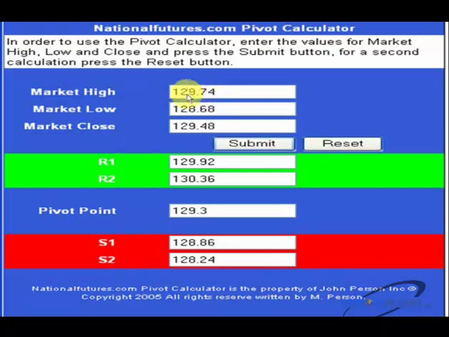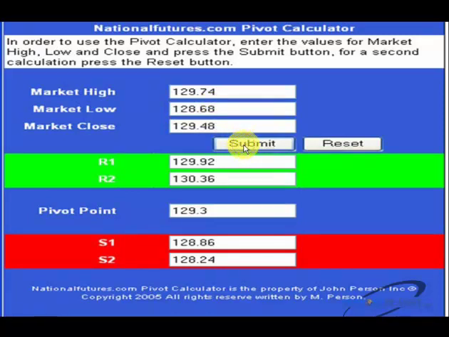What you do, and this would be a euro currency, is just take the market high and plug it in. So instead of 1.2974, plug it in as 129.74. That would be the high, that would be the low, then the market close. Once you type in your figures, whether you want to do it for a day, a week, a month, a quarter, a year, then hit submit.